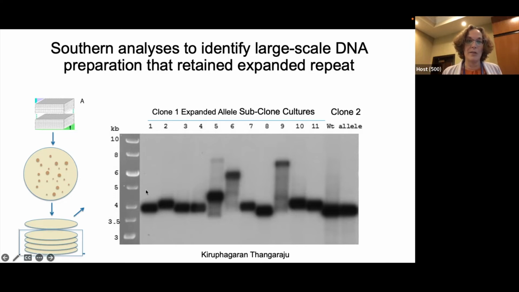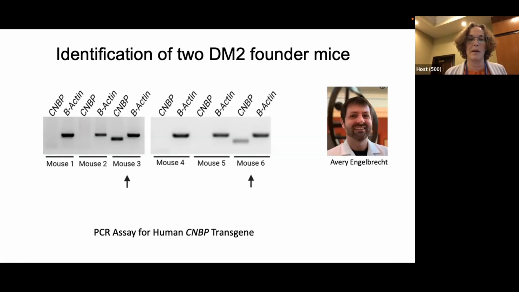And these are 11 different cultures from 5 different plates each of the expanded allele, where we just tried to grow it for a very short amount of time and then get the expansion. And we ended up with a prep that we liked the size of. It was about 750 repeats. And then we did pronuclear injection to generate some transgenic mice.